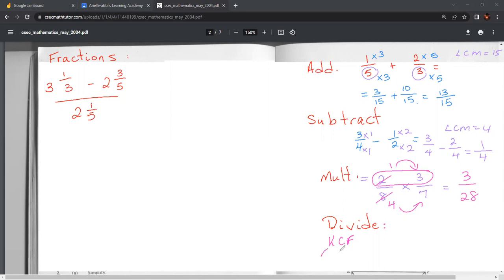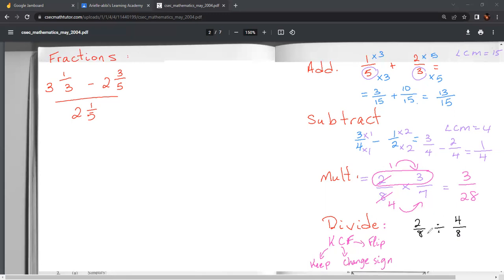And K in dividing fractions is telling me to keep your first fraction. The C is telling me to change my sign. And F, I'm going to flip the second fraction. So I'm going to keep, change, flip. So let's say they gave us this one. 2/8 divided by 4/8.